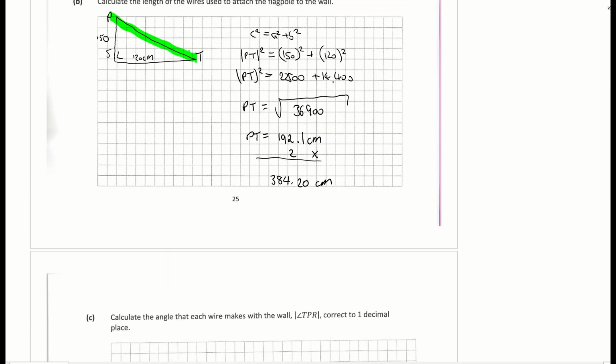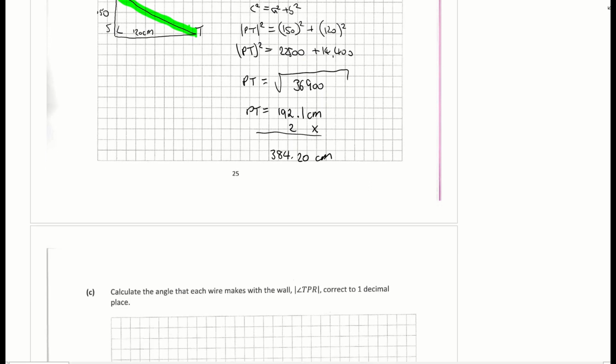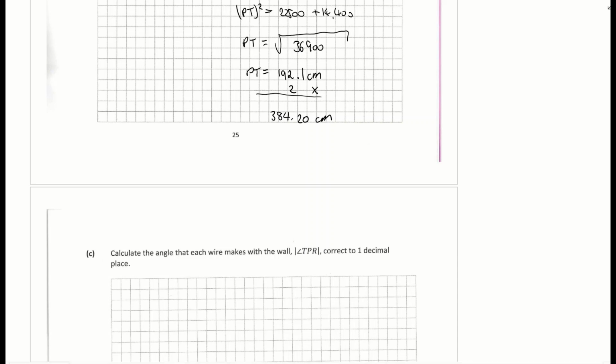And it's asking us to calculate the angle that each wire makes with the wall, and they've given us a hint there to find the angle TPR. So what I'm going to do here is draw a triangle, and we'll come back up to the picture and we'll see it in a bit more detail. So I'm drawing out the triangle T to P, and from T over to R. And I'm making that triangle out of it.